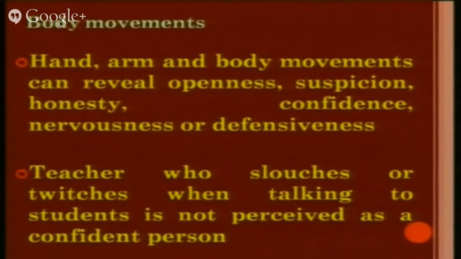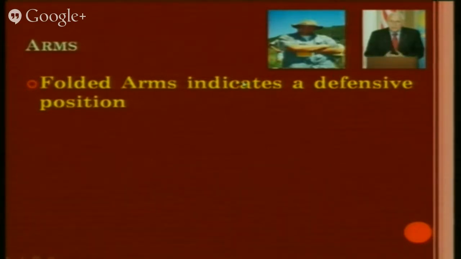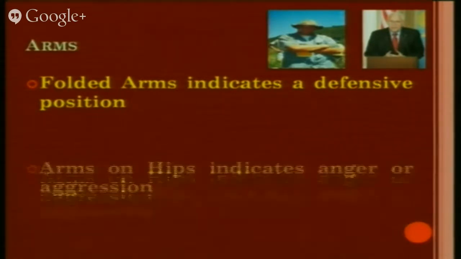Then teacher who slouches or twitches, I think, when talking to students is not perceived as a conflict. तो ये चीजें नहीं होनी चाहिए। अब मैंने अभी कही थी आर्म्स की बात, फोल्डेड आर्म्स, इस तरह का जो आप रखते हो ना, shown here also. This indicates a defensive type of position. बात नहीं करना चाहते हैं आपसे, हम बस अपने तक ही रहना चाहते हैं, मेरी टेरिटरी को आप मत छेड़ो, want to keep some different distance.